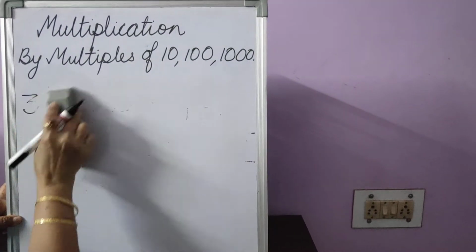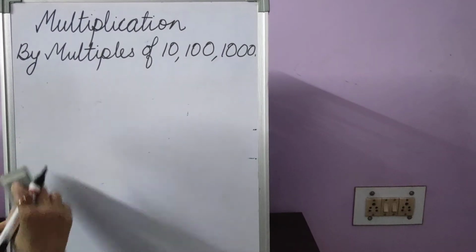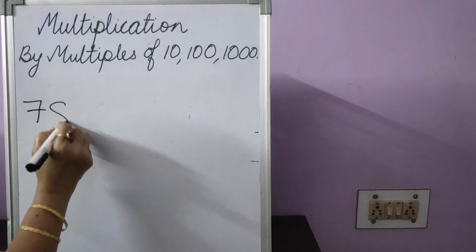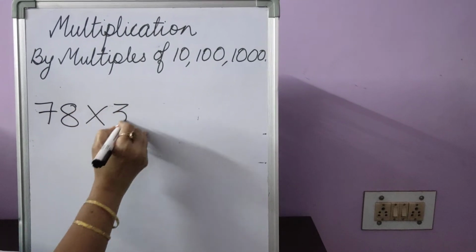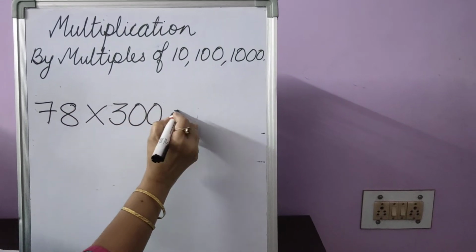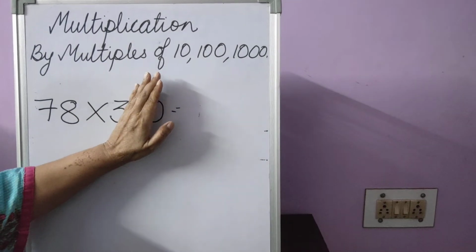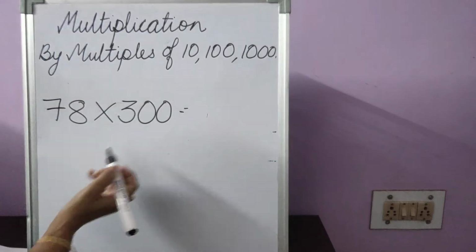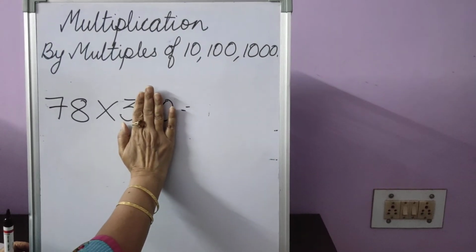Now let's move on to multiples of 100. Exactly in the same way, children. For example, you have now 78 multiplied by 300. Now leave out these two zeros for the moment. Okay. We will not touch these zeros.